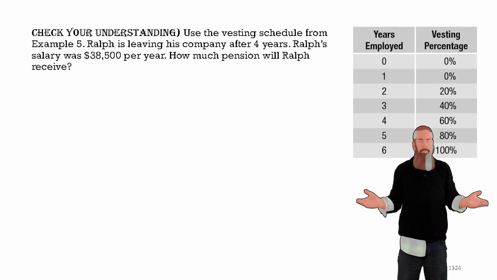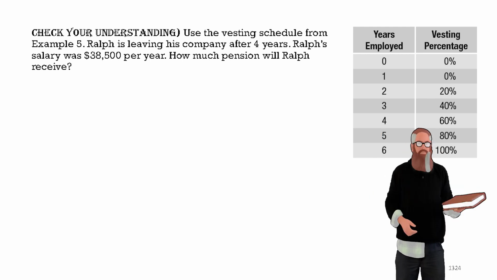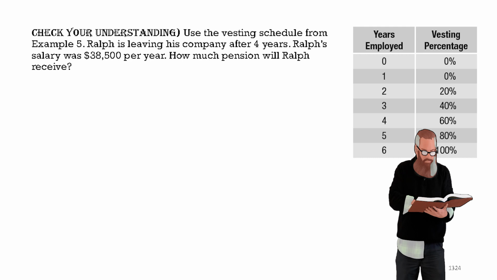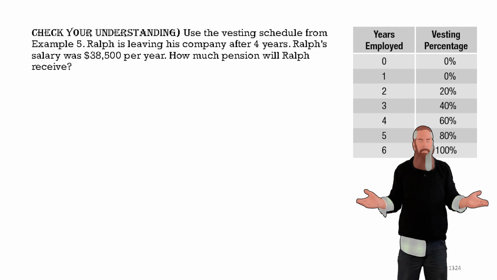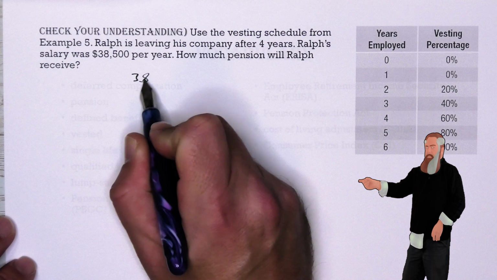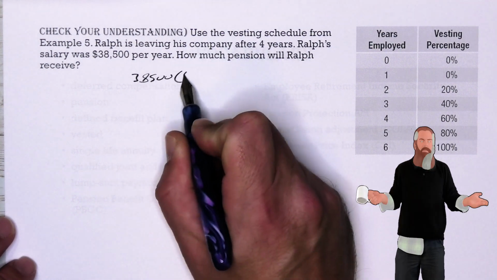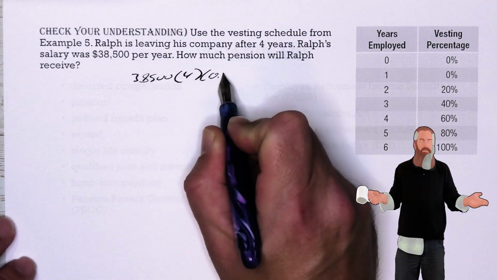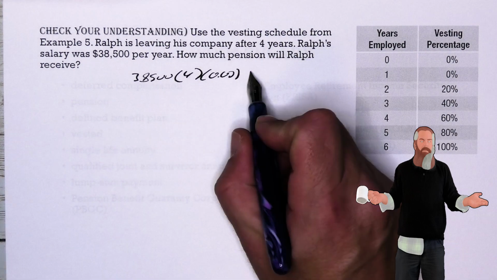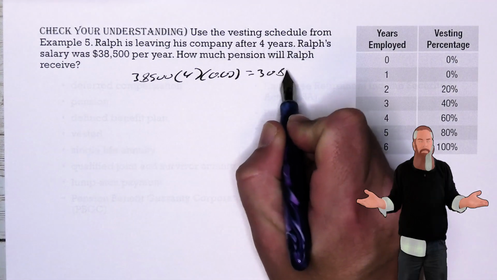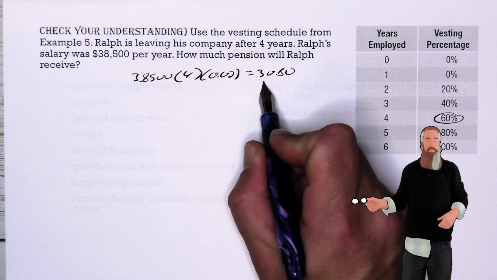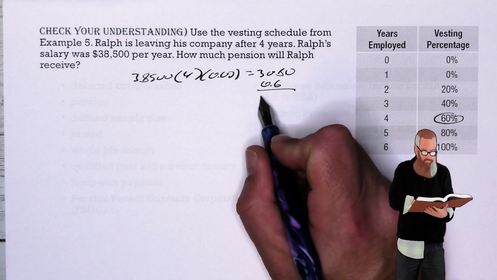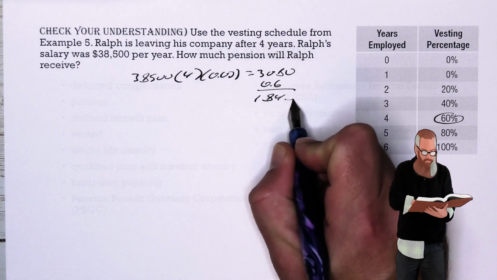Let's check our understanding and use the vesting schedule from the last example. Ralph is leaving the company after 4 years. Ralph's salary was $38,500 a year. How much pension will Ralph receive? $38,500 times the 4 years he was there and their 2% multiplier gives us $3,080. But he was there for 4 years, which means 60%, or times 0.6. So Ralph will receive $1,848.